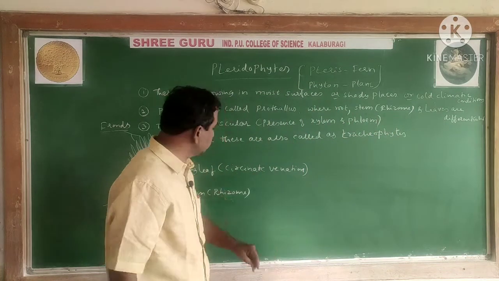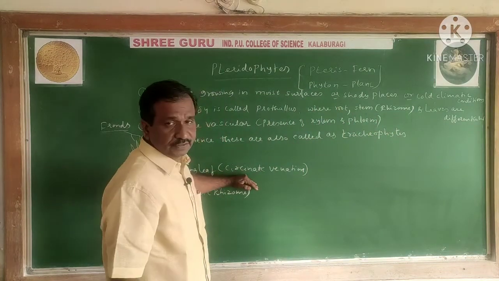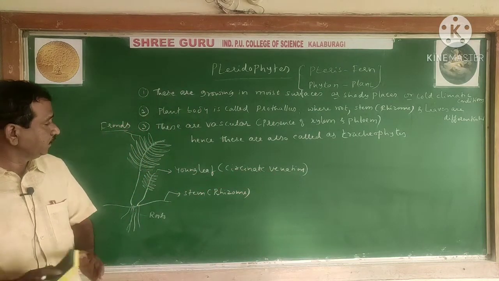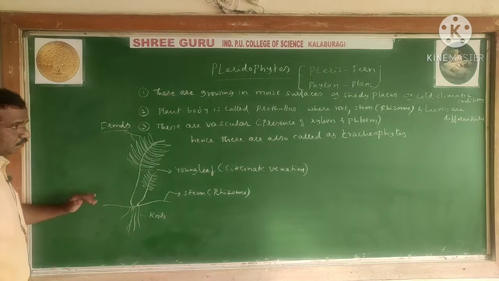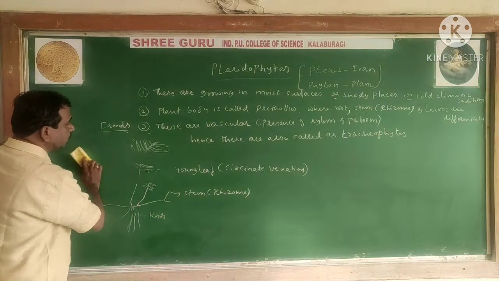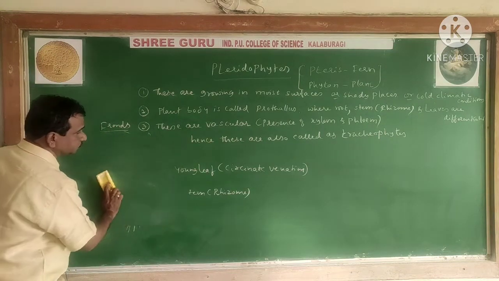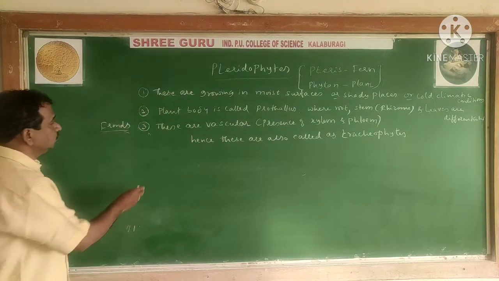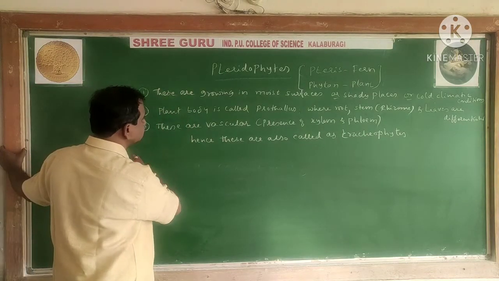Ali leaf nalli eradu barthe. Young leaf is called as circinate venation. This is what we are going to be observed in this region. Right. Next is the underground stem ಗೊತ್ತಾಯ್ತು. Now next part we are going to observe that ಇದಾದ ಮೇಲೆ now we are moving toward the next third character.